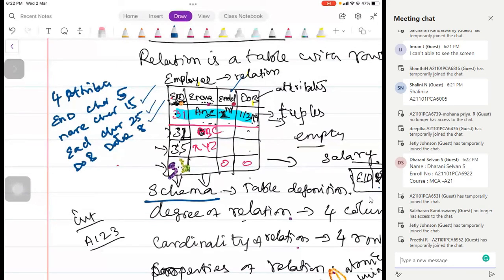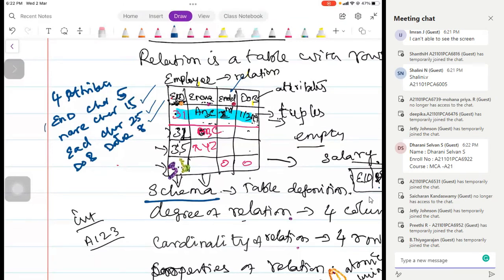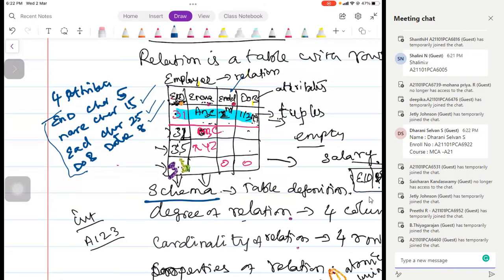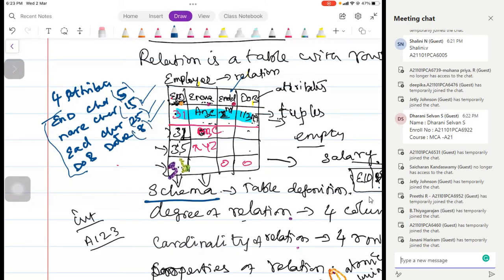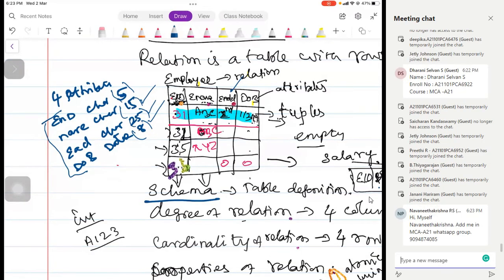And once you want to create a relation, you should create the attributes, what all the attributes are going to be kept in the relation. Everything should be created with the data type, along with the width of the data type, the width of the attributes. Width of the attributes means this much of characters can be stored in the attributes.